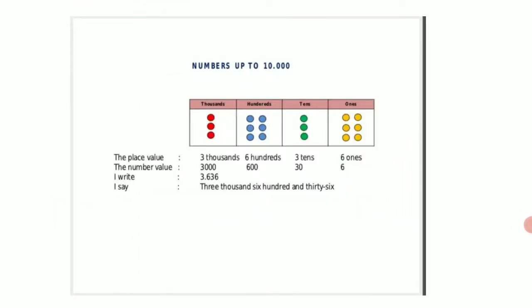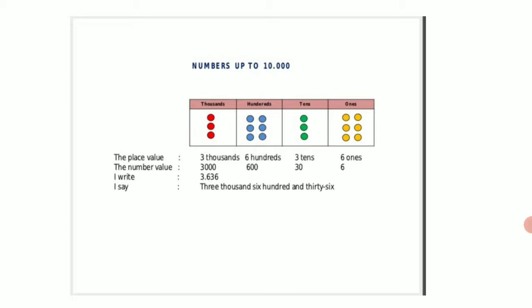Then children, numbers up to 10,000. Here we have taken a number as 3636. So the number seen in your thousands place is 3. The number seen in the hundreds place is 6. The number seen in the tens place is 3. And the number seen in the ones place is 6. So it is 3 thousands, 6 hundreds, 3 tens and 6 ones.